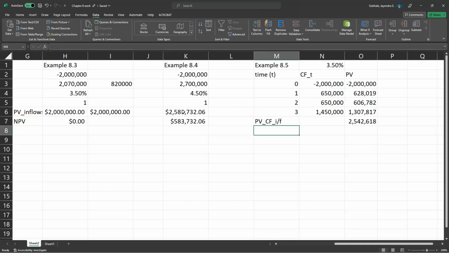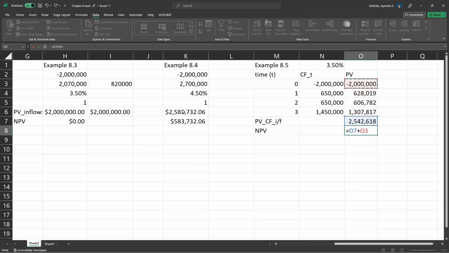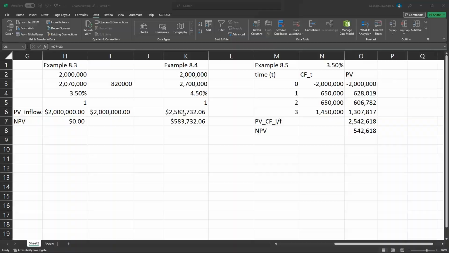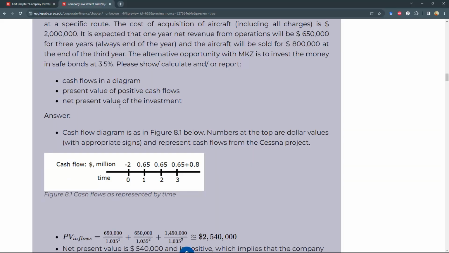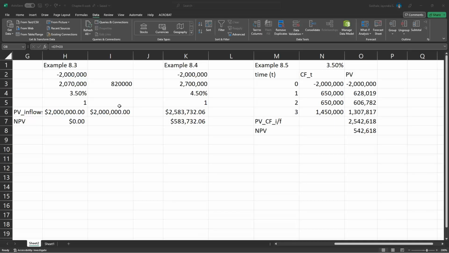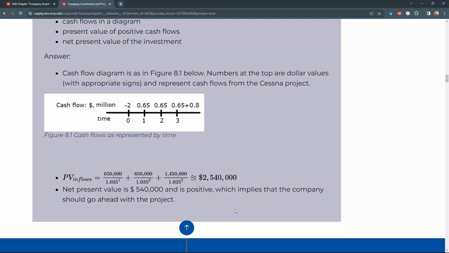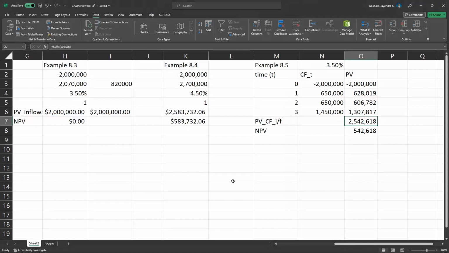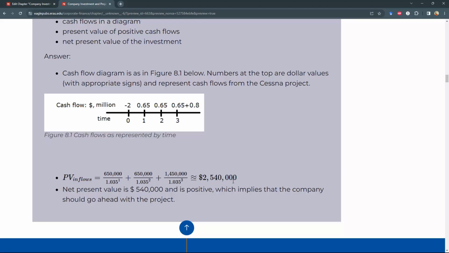Inflow. How about the NPV? NPV is the present value of cash inflows plus the minus of present value of cash outflow, which is $2 million. So the net present value is 542,618, and it is positive. So we've calculated the present value and the net present value. So it has been approximated in this example as 540 instead of 542,618. So that's the only approximation we've used, but it's the same answer. So that's example 8.5. Thank you for listening.